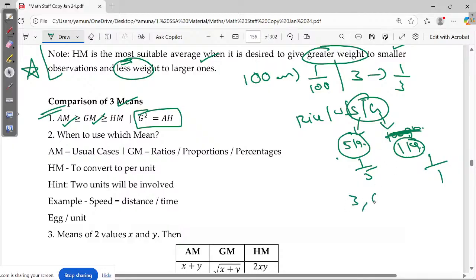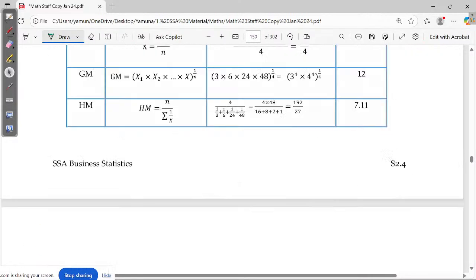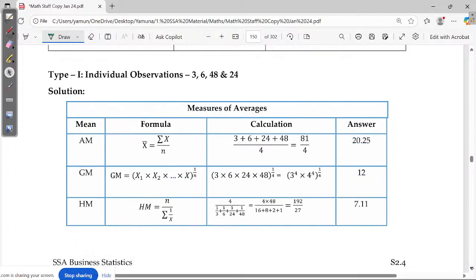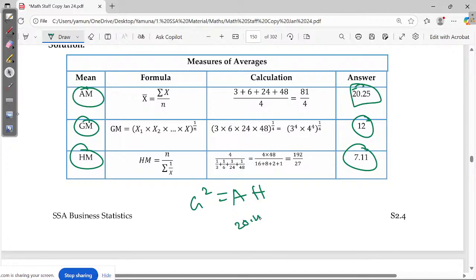Individual observation. We did this problem, right? 3, 6, 24 and 48. What does the arithmetic mean come to? Get me the value from your material. Where is that page? That's the very first problem. See here, this problem. The arithmetic mean is 20.25, page 2.4. What geometric mean did we get? We have worked out this problem normally: 12. What is the harmonic mean? 7.11. What's the relation between the three means? G square is equal to A into H. What is the A value? 20.25. A is the arithmetic mean, into the H value 7.11. If you multiply this, you'll get 144, which is 12 square. Check whether you're getting it.